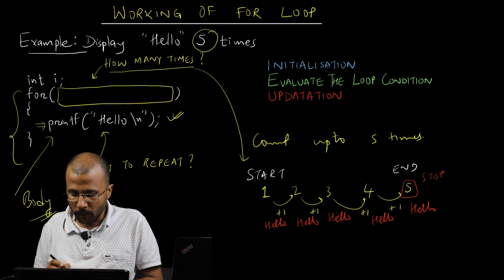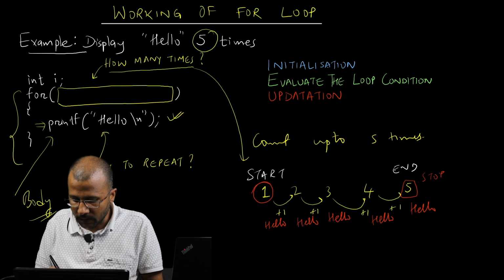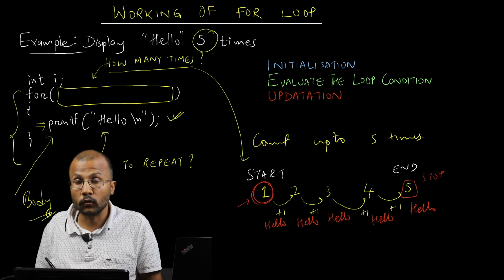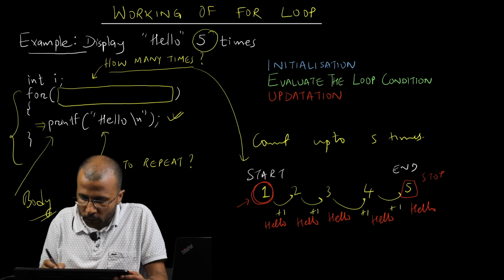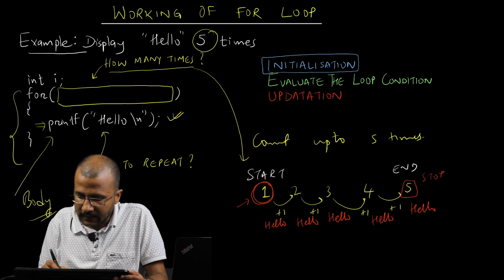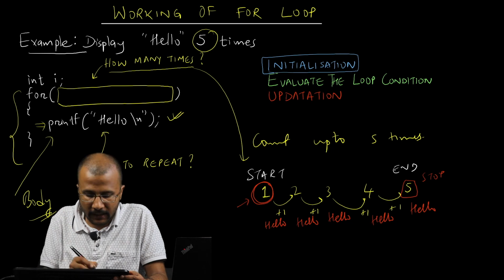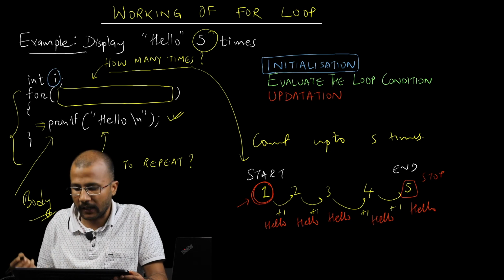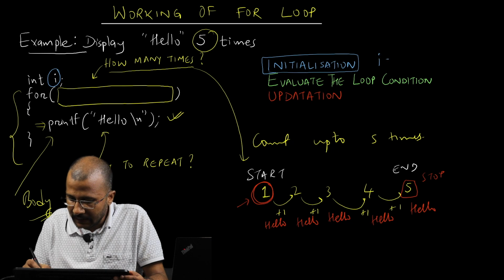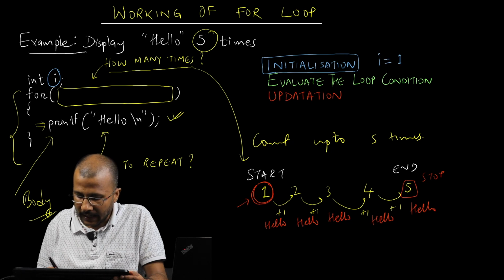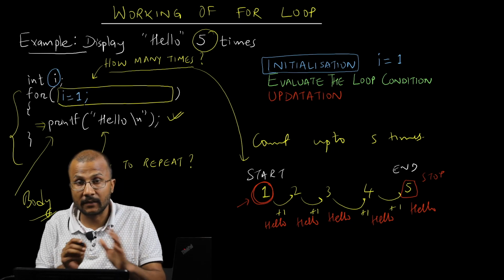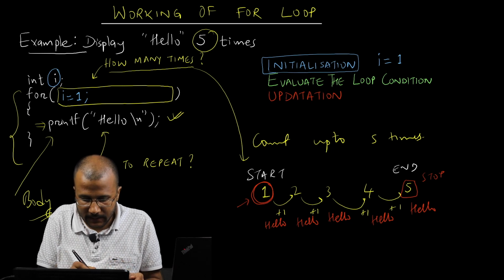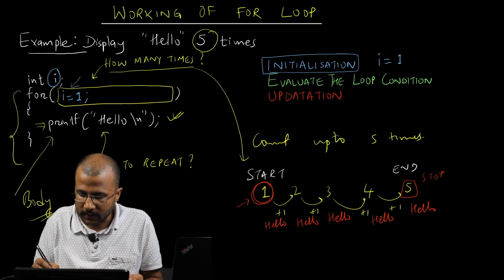So I need to somehow start my counter, or the count. Initially the count would be 1. So the first statement that comes inside this for loop is the initialization statement. I'll initialize a variable. I'm taking the variable here as i. You can take any variable. I'll initialize i as 1. This is what I write here: first i equals 1. Then you give a semicolon. So the first statement that comes inside the for loop parenthesis is the initialization part, which is given here.